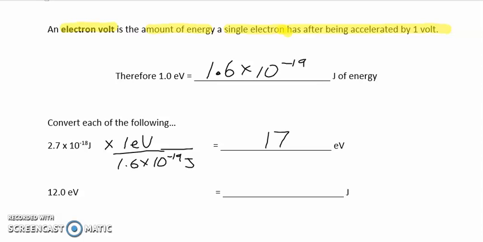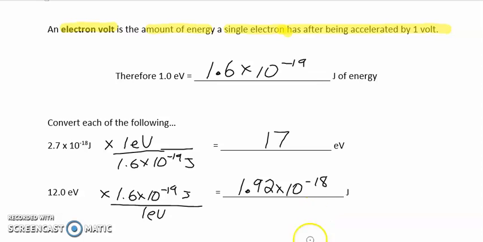If I wanted to convert the other way, 12 electron volts, I'm going to take that 1.6 times 10 to the negative 19 joules over 1 electron volt, because again, these are the same amounts of energy, just different units. You wind up with 1.92 times 10 to the negative 18 joules. And that is to 3 significant digits.